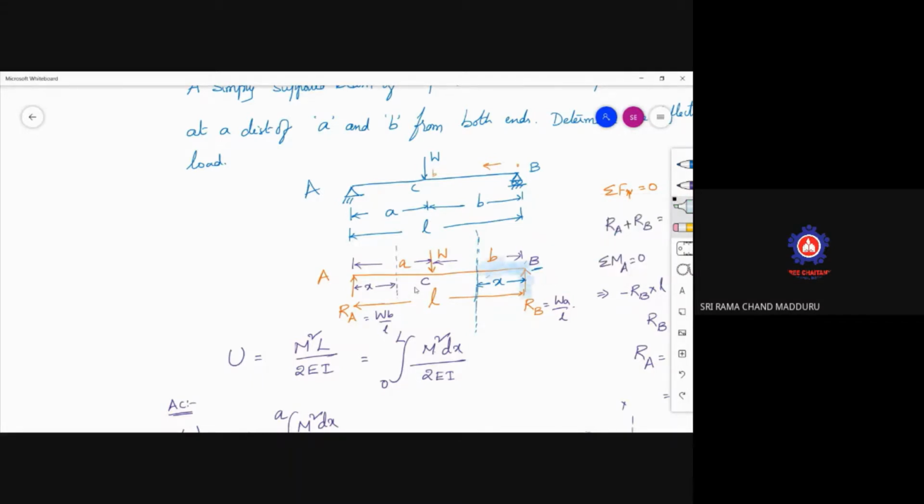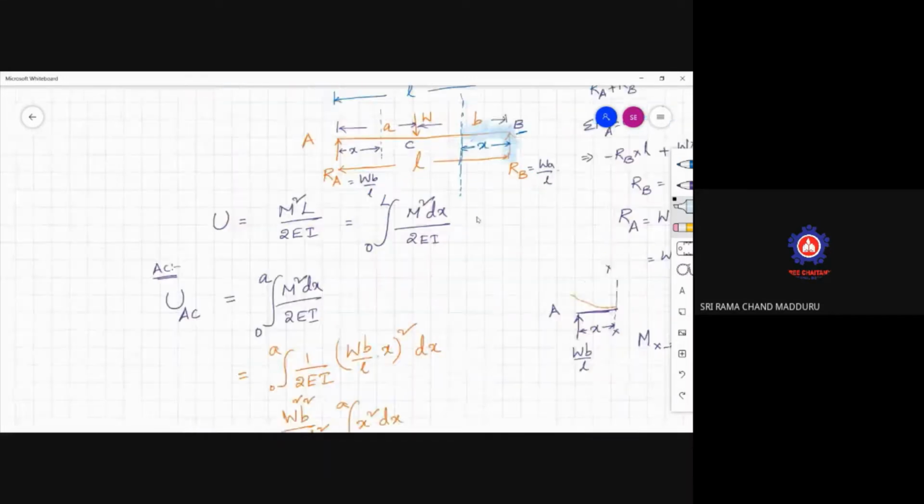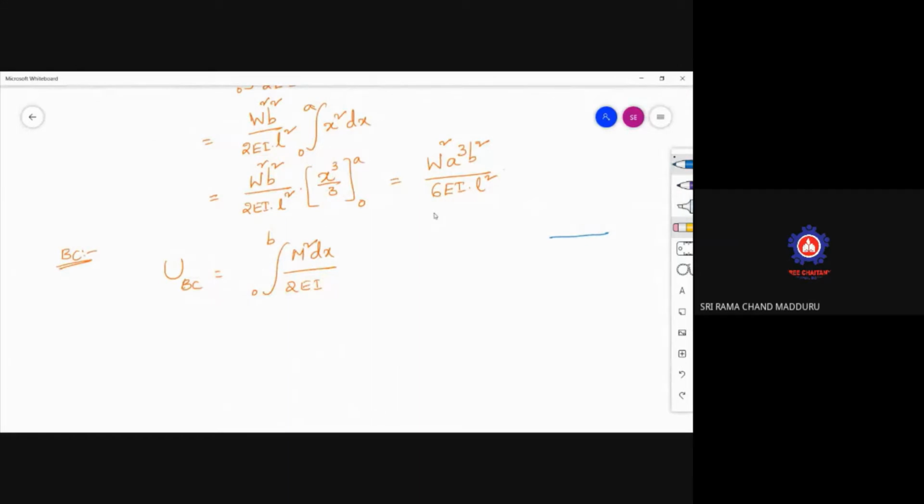So this is RB, and RB value is W A by L into X here. This point is B. This is the XX section. Now, what is the moment at XX? Moment at any point is giving sagging or hogging. It is trying to push the beam like this, which is sagging, positive. W A X by L.